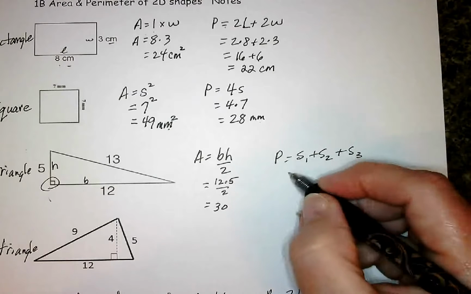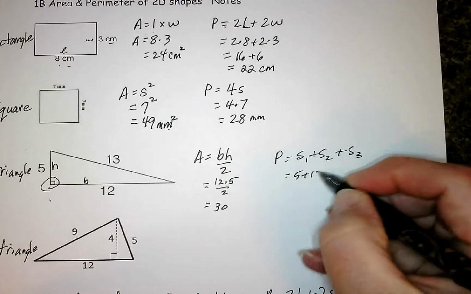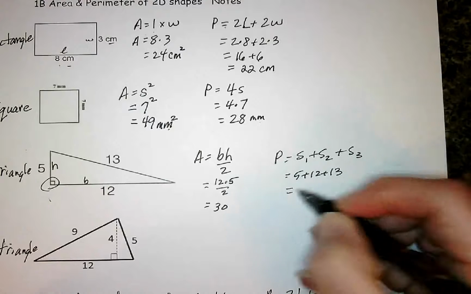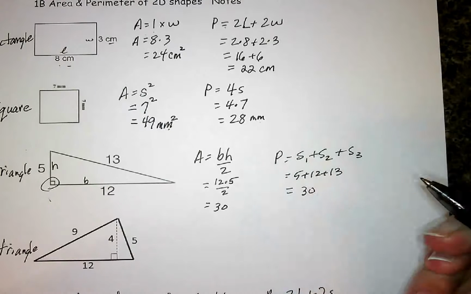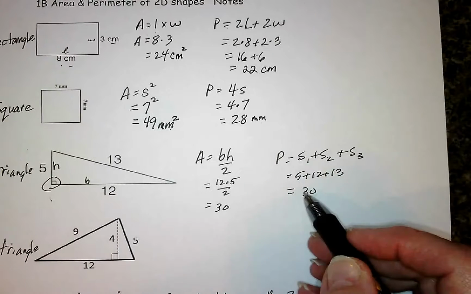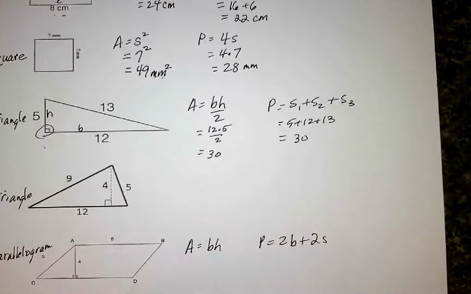For the perimeter, I'm just going to add the 3 sides. It doesn't matter the order of those 3 sides. So when I add those together, I'm going to get 30. Okay, that doesn't always happen. That's just kind of a fluke sometimes.